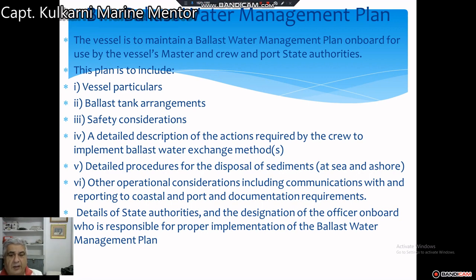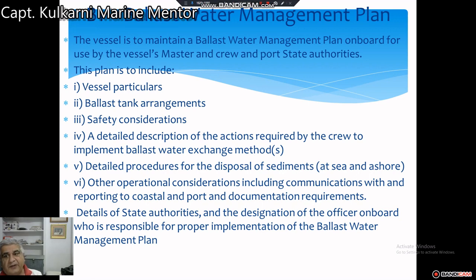Now here they want to know where exactly you have carried out the exchange, the location, how many hours it has taken, and this water, of course, they are going to take samples, especially in developed countries, to check if everything is in order. Detail of state authorities and the designation of the officer on board who is responsible for proper implementation of the ballast water management plan.